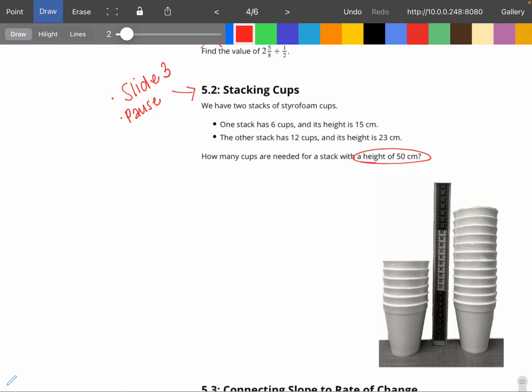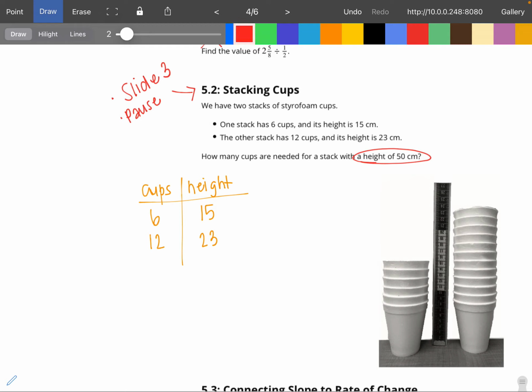So one thing that might have been helpful to try, hopefully you've given this a try on your own, is to look at a table. We know that we have a relationship between cups and heights. And more specifically, we know that when we have 6 cups, our height is 15 centimeters. And when we have 12 cups, our height is 23 centimeters.